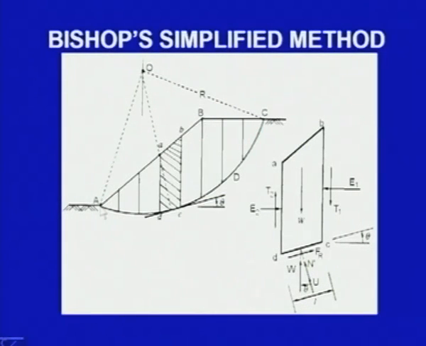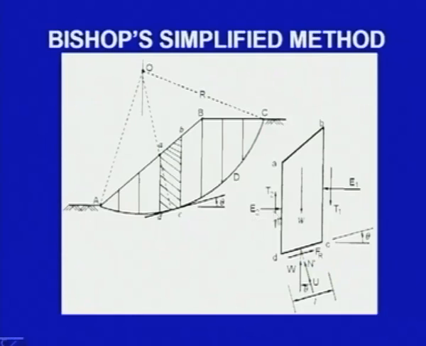The basic procedure is the same. We consider a large number of slices. So, here these are the slices, it is the slope here, it has been divided into a number of slices. Here the equilibrium of one slice is shown, with weight W acting here. The additional component in the case of Bishop's method is that the side forces are also considered.